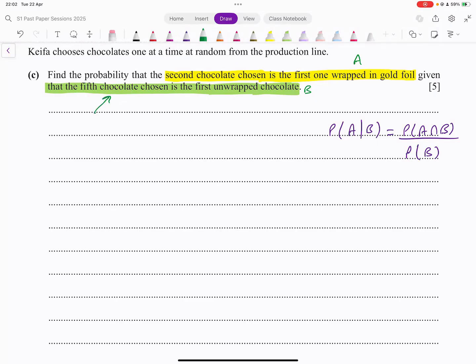Fifth chocolate chosen is the first unwrapped chocolate. What kind of probability is that? Fifth chosen is the first unwrapped chocolate. That's geometric, right? The green one. This is geometric. Okay. With unwrapped being the criteria of success, right? So we are defining success as the chocolate being unwrapped. This is the criteria for success. The first success comes on the fifth attempt, right? So let's find the green probability first. That's event B. What's the probability of that?